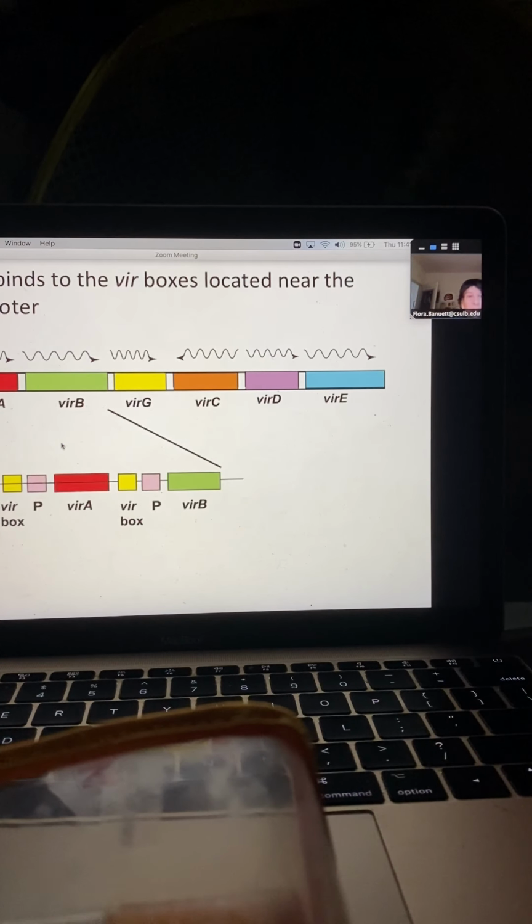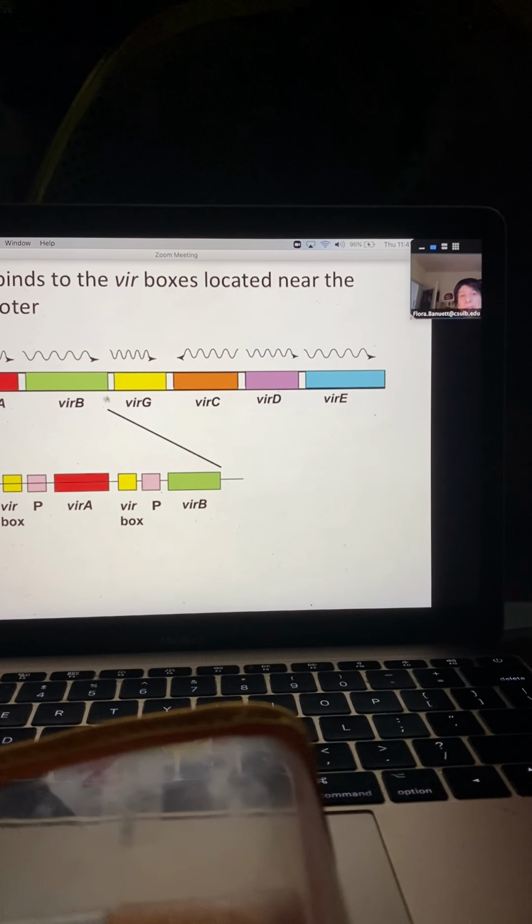So let's look at this region here, expand this region to look more closely, and we'll see that in front of VirA, we have a Vir box, we have the promoter, the VirA gene. In front of the VirB operon, we have Vir box, promoter, and the operon. Okay?